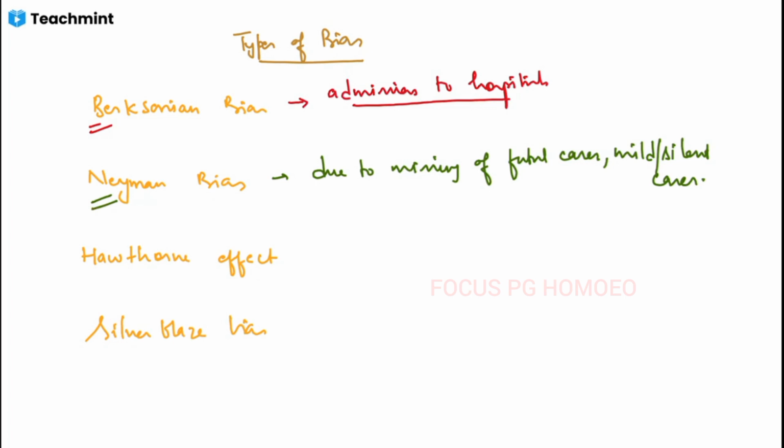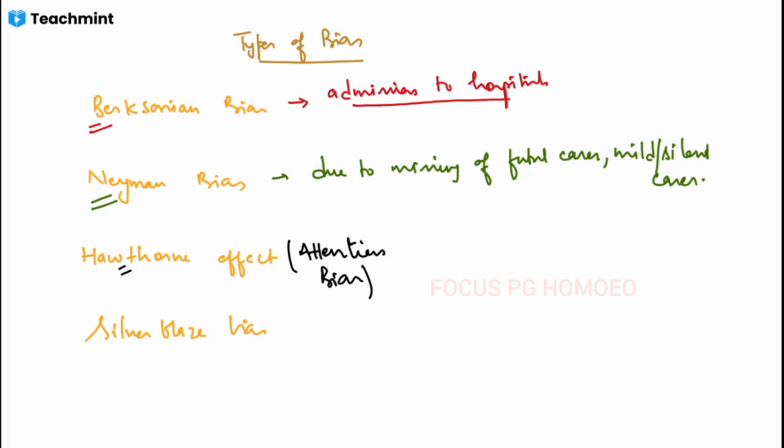Then comes the Hawthorne effect. What is the Hawthorne effect? It is simply nothing but attention bias. Just remember that the Hawthorne effect is the attention bias. What is attention bias? You might have observed that when a doctor asks the patient, just to get attention they change their behavior or change their statements. That causes biasness in selecting medicine or something else. That is called the Hawthorne effect.